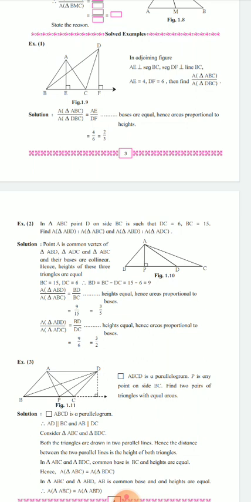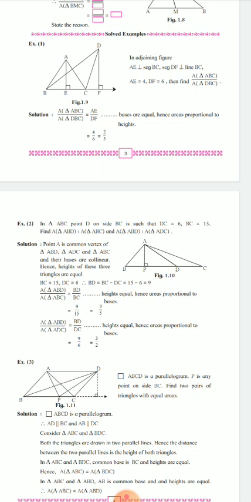So for triangle ABC, the base is BC. For triangle ABD, the base is BD, and for triangle ADC, the base is DC. So all these bases are lying on the same line. So we can say that the bases are collinear, isn't it? So hence we can say that the heights of these three triangles are equal, isn't it?